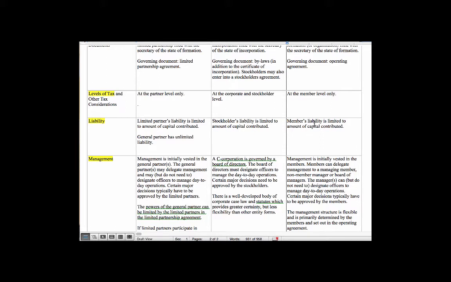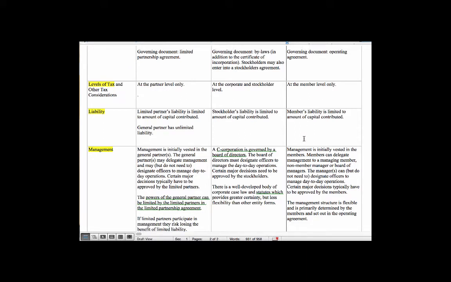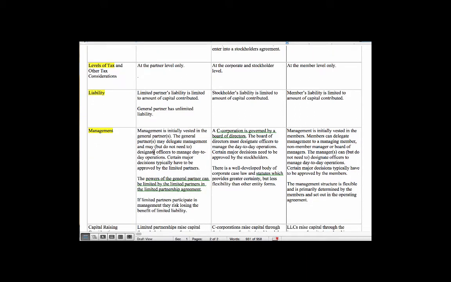Similarly, the same kind of limited liability is available to LLCs. So on the liability side, corps and LLCs are preferred. On the tax side, partnerships and LLCs are generally preferred. So then the question of management. Well, we know how partnerships work.